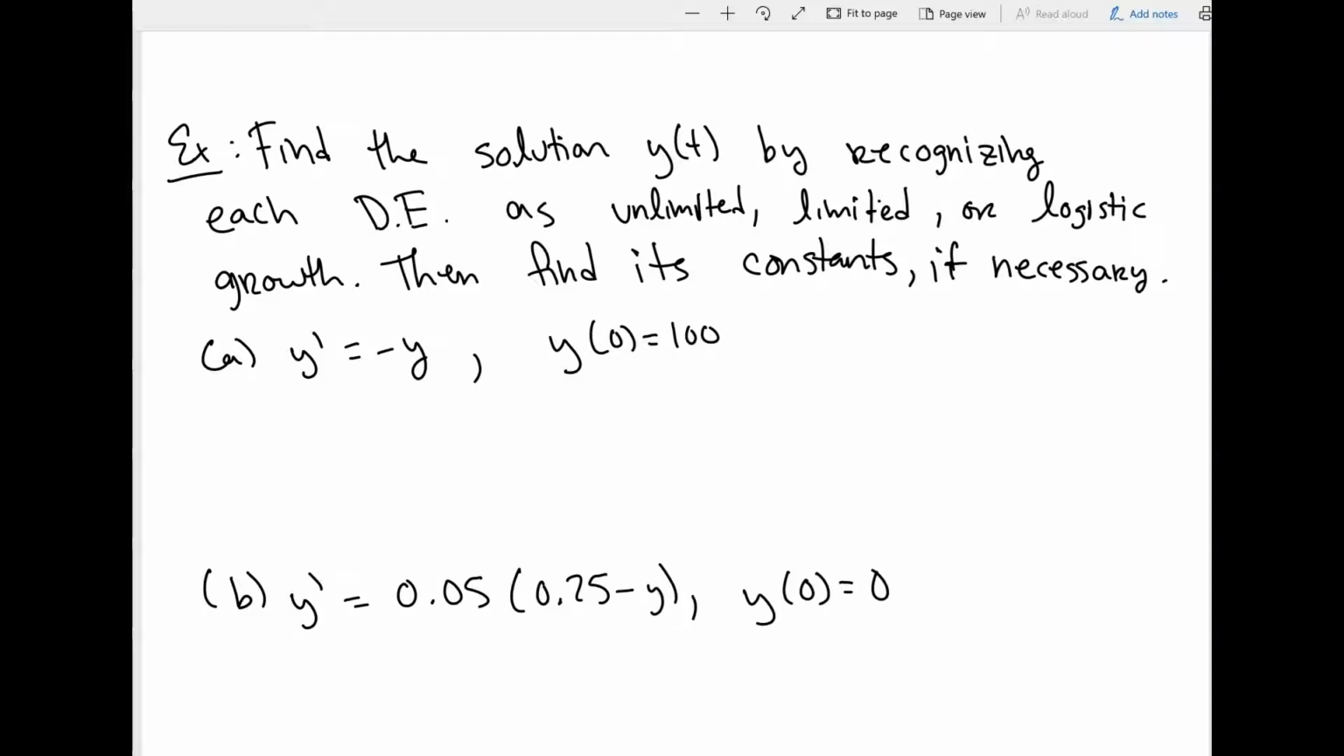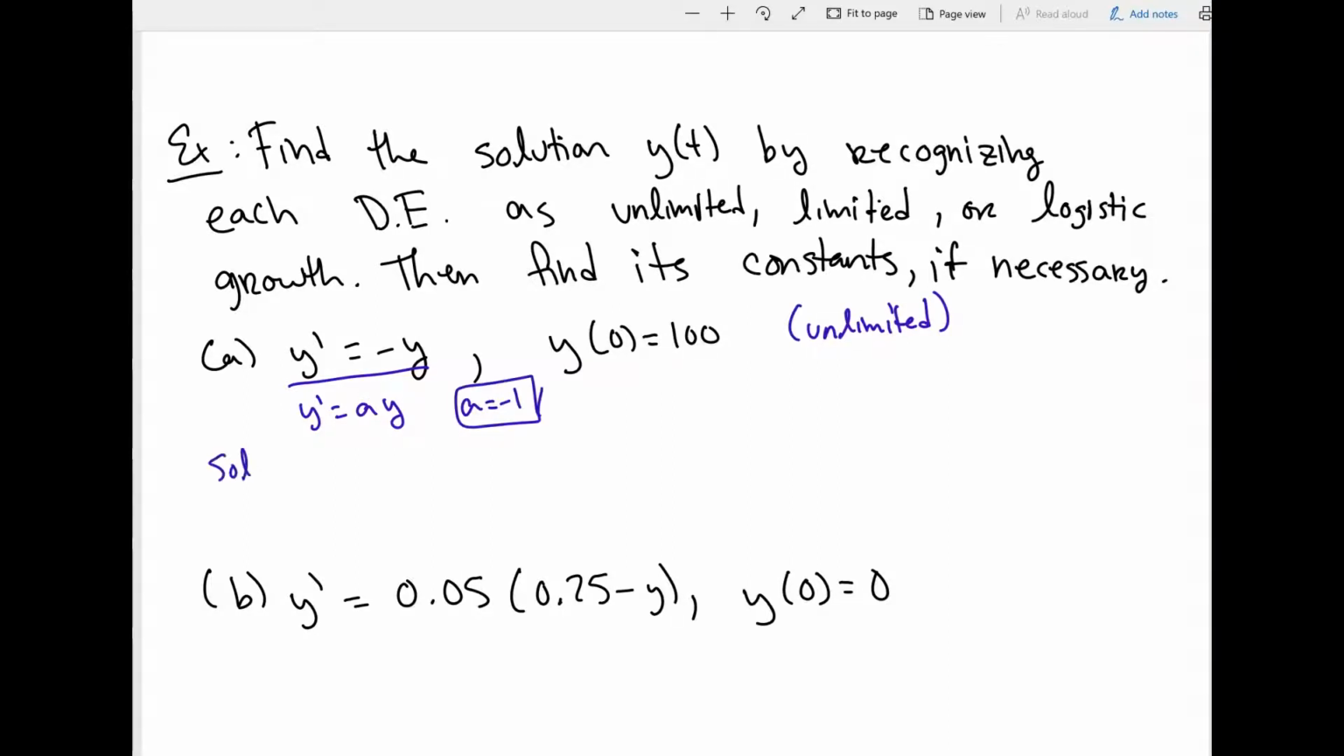The first one says y prime equals negative y, and we have an initial condition of y of 0 equals 100. So initially we have 100 of whatever this is. The first thing I notice is that this looks a lot like an unlimited problem, like y prime equals ay. If you look at the value of a, it is equal to negative 1, because that's the number right in front of the y.